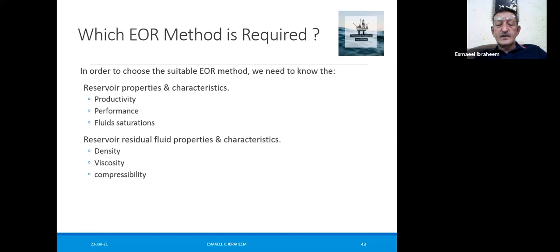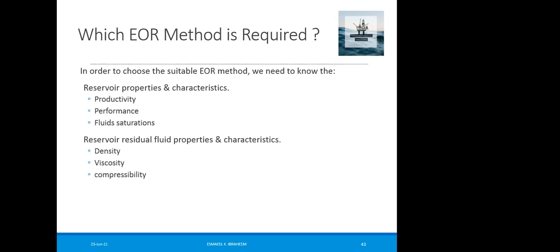Here, what is important in this information is the productivity and performance. If the performance is degrading and your field or reservoir seems like it is going to die, and you didn't recover much hydrocarbon from it and you need to recover more, then you should decide which EOR method you should choose. Here comes the answer.